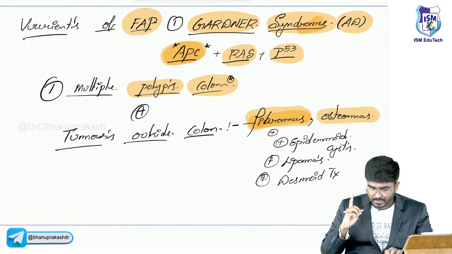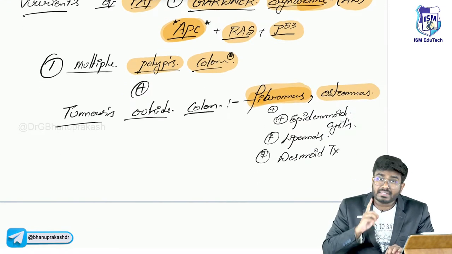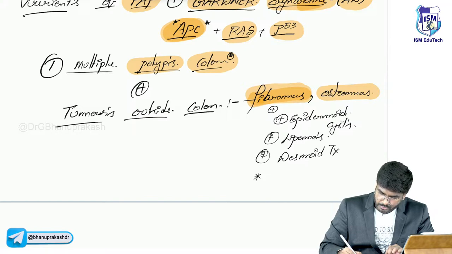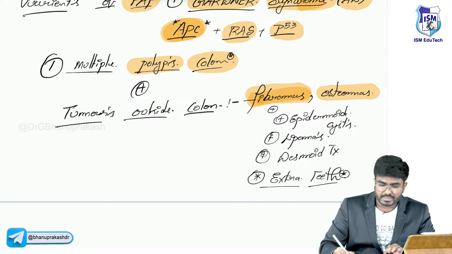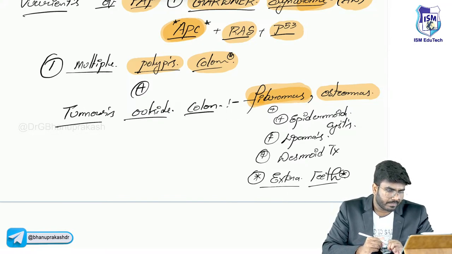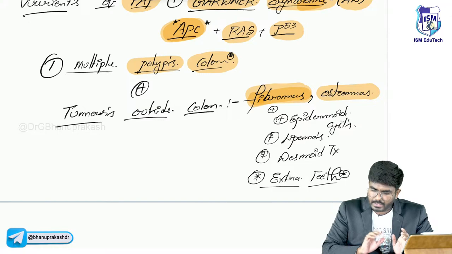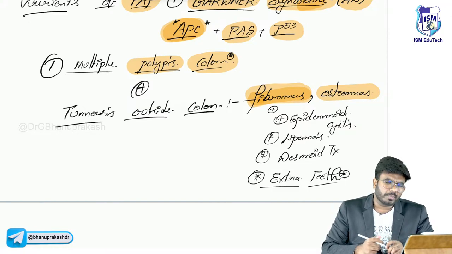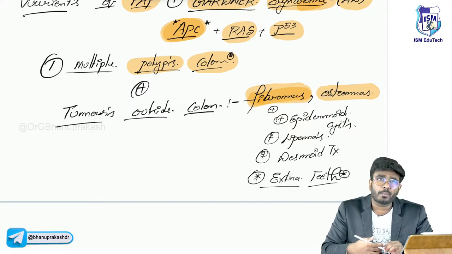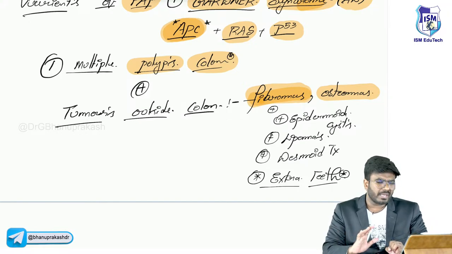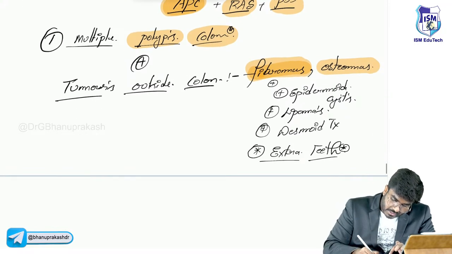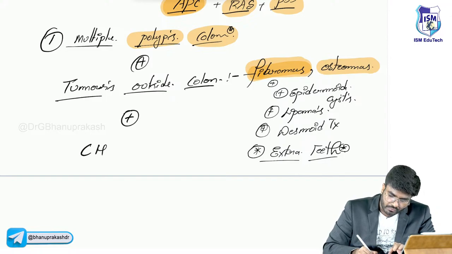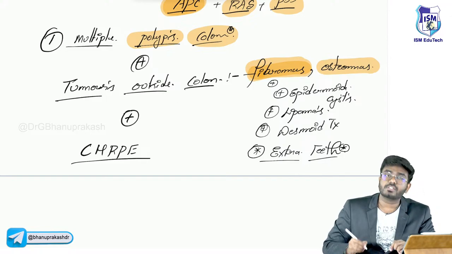One more thing. These patients are also going to have multiple teeth, extra teeth. Not only colonic polyps, these patients are also going to have stomach polyps, duodenal polyps, pancreatic polyps, kidney polyps. Multiple things are going to be seen. And these patients are also going to have congenital hypertrophy of retinal pigment epithelium.